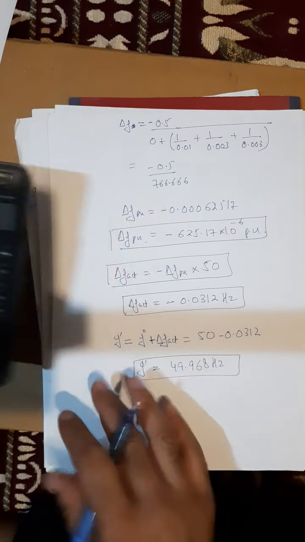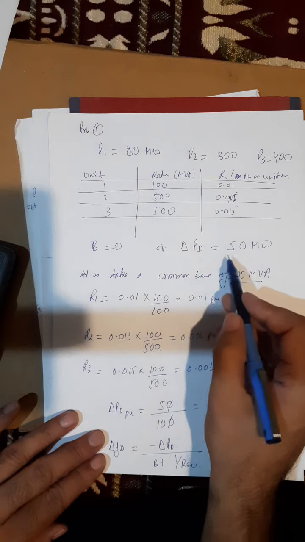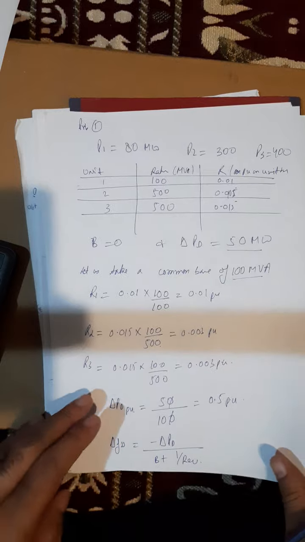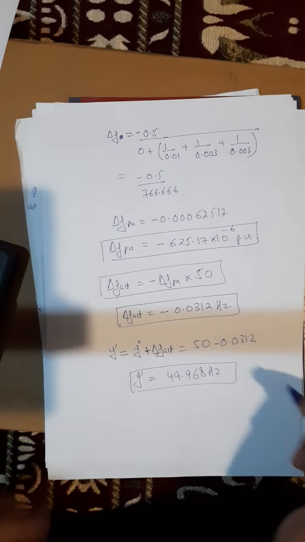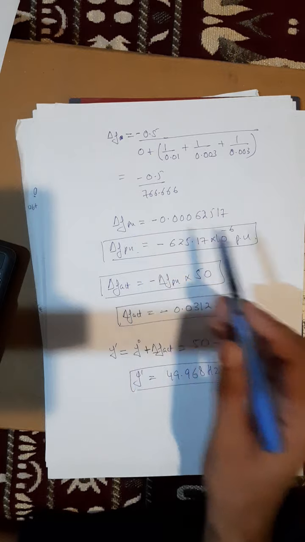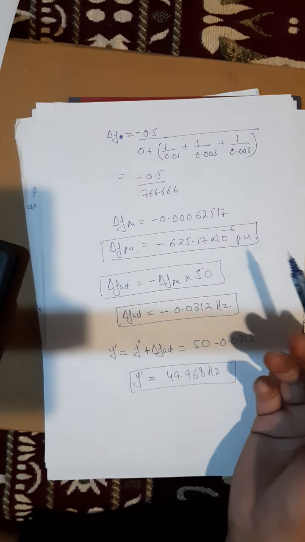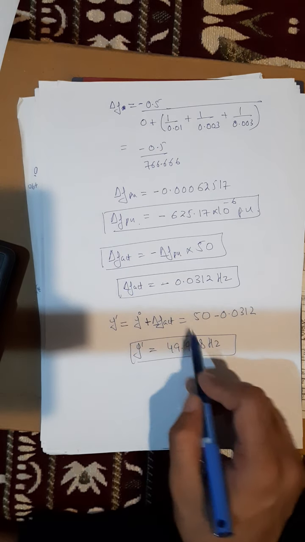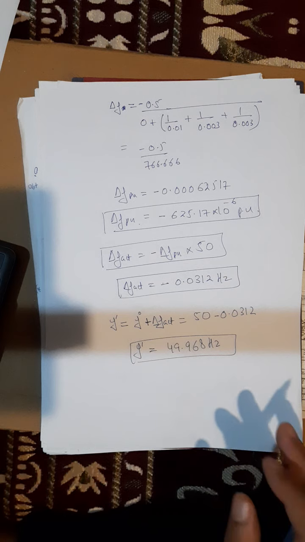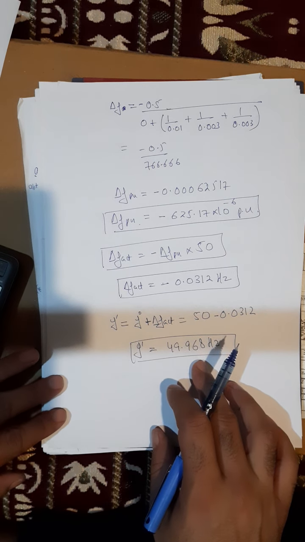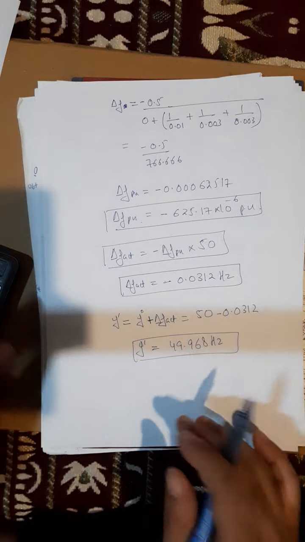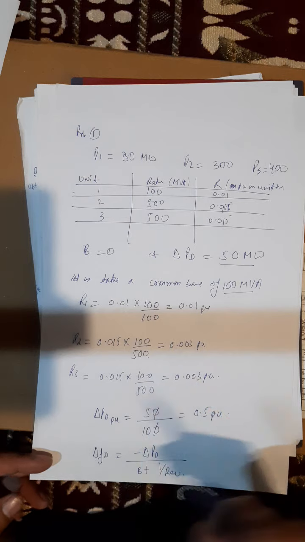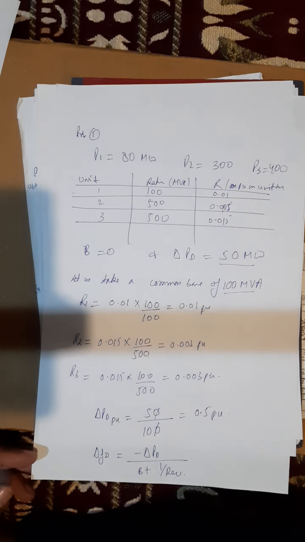Obviously the frequency will dip, because we are considering that the load will increase by 50 megawatts. So obviously if the load increases, frequency will dip. Okay, so we calculated the frequency deviation in per unit. Then we converted this per unit value into actual value, that is in hertz. Then we calculated the new frequency, which is nothing but the old frequency plus frequency deviation. So we got F dash equal to 49.968 hertz.